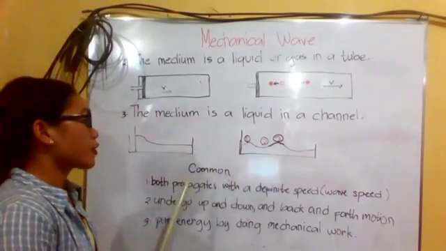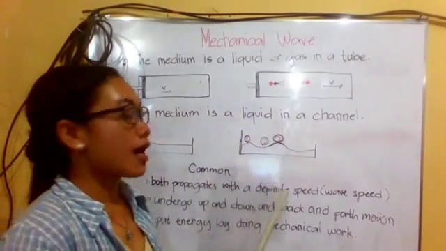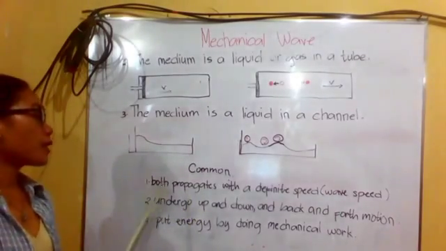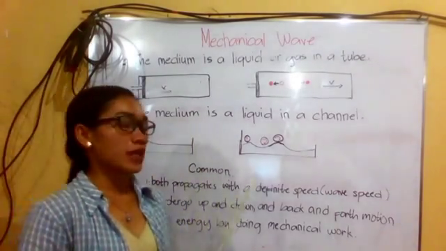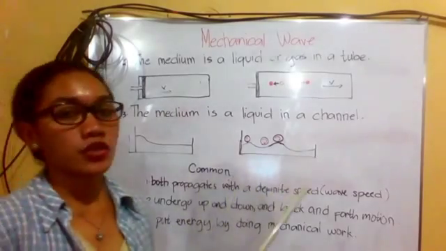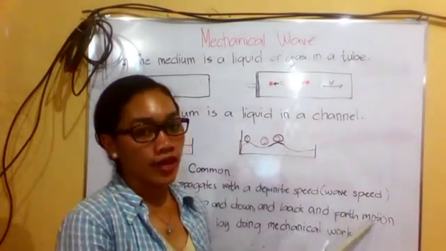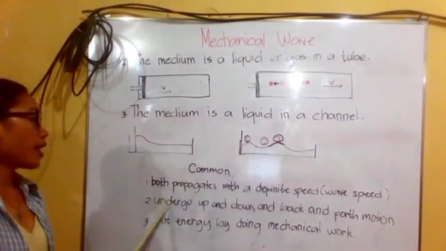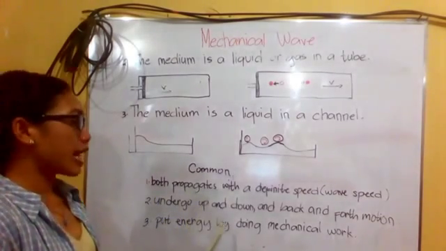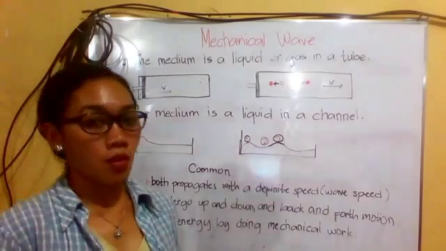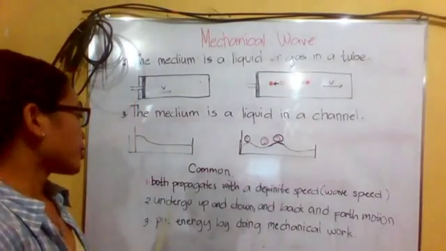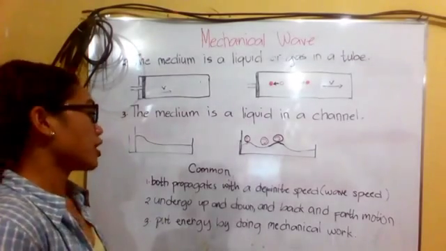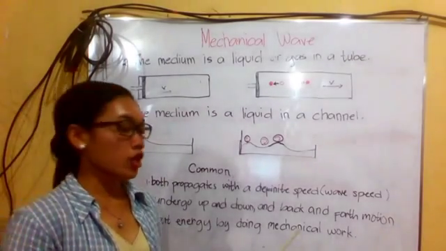The three different varieties of mechanical wave have things in common. First is, they all propagate with a definite speed. This speed of propagation is what we call the wave speed. Second is, they undergo up and down and back and forth motion. Lastly, to set any of the systems into motion, we have to put in energy by doing mechanical work on the system.